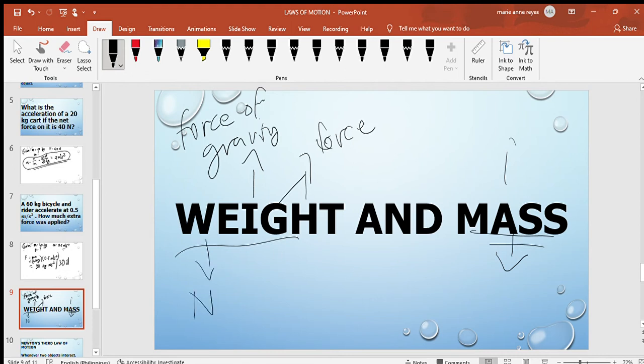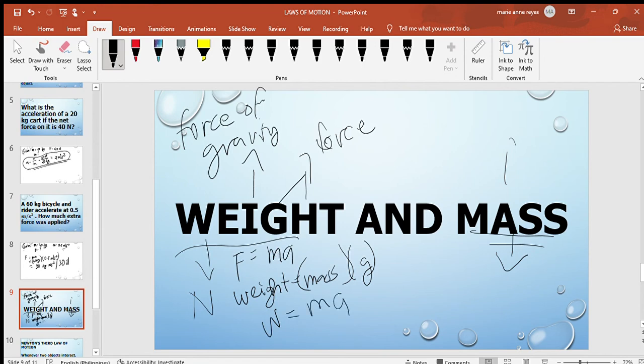Since weight is a measure of the force of gravity acting on an object, the force can be calculated from Newton's second law of motion, which is F is equal to ma. Or we can measure weight, okay, so weight is equal to mass times the gravity, or simply W is equal to mg. Okay? So, remember class na ang weight and mass ay magkaiba. So, wag kayong malito.